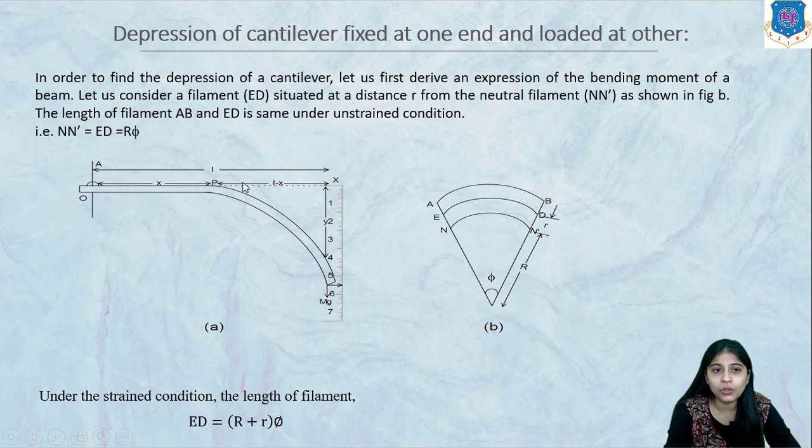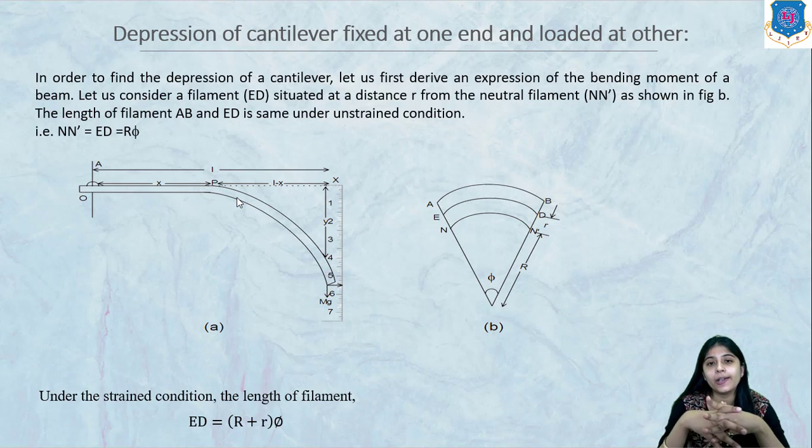We are considering a point P. The distance from point A to P will be x. The length of the cantilever is L, so the distance from P to the free end will be L minus x. In order to find the depression of the cantilever, let us first derive an expression for the bending moment of the beam.